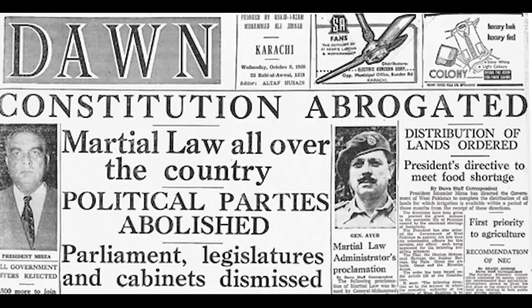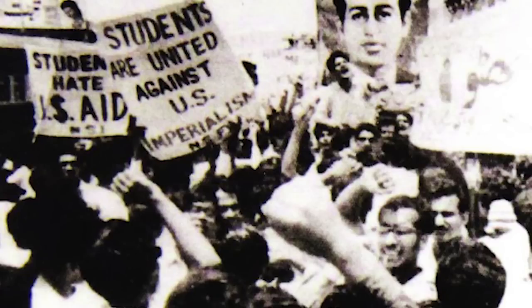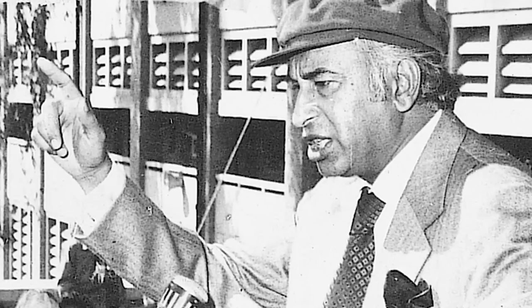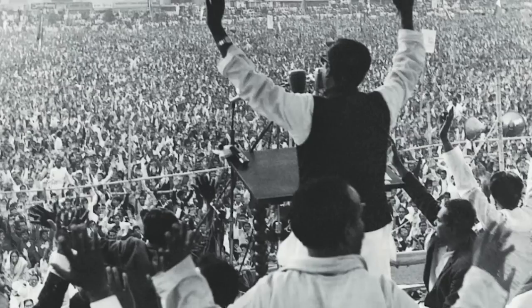In December of 1970, the first general elections since the independence of Pakistan were held. The elections were seen as a contest between the two main social democratic parties: the West Pakistan People's Party, the PPP, led by Zulfikar Ali Bhutto, and the East Pakistan Awami League, led by Sheikh Mujibur Rahman. Whilst the Awami League was the only major party in the East, the PPP had to contest with a large number of conservative and Islamist parties in the West.